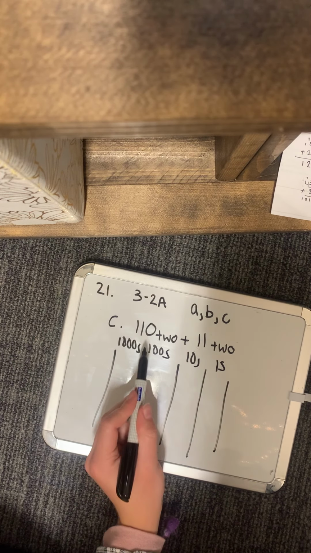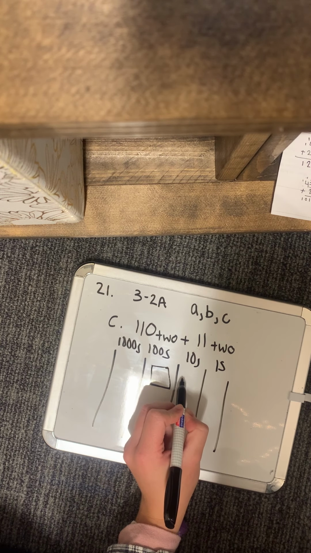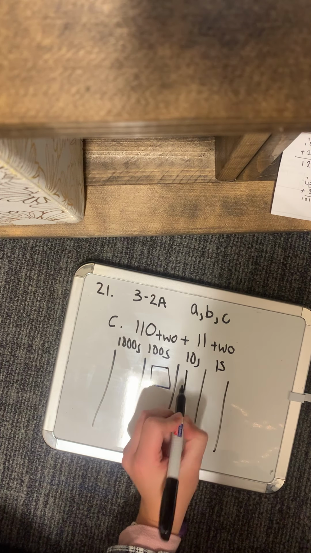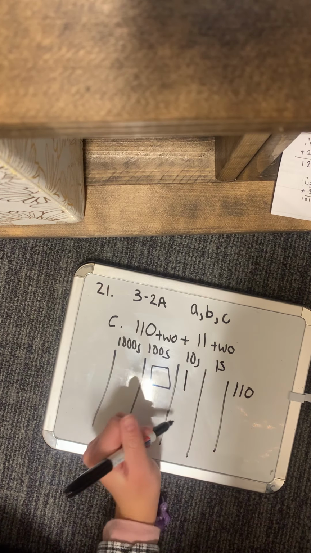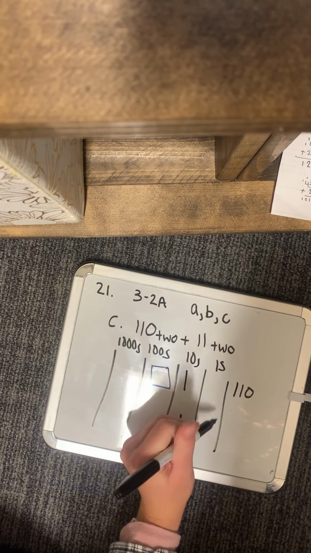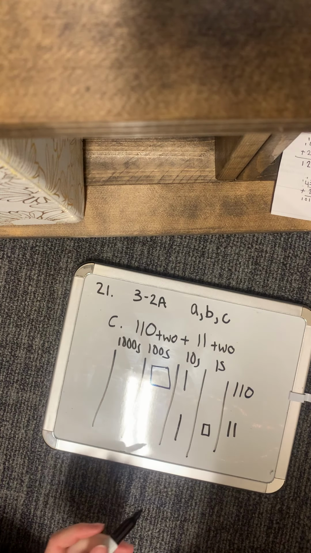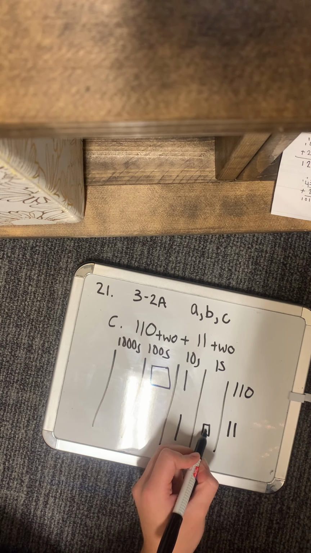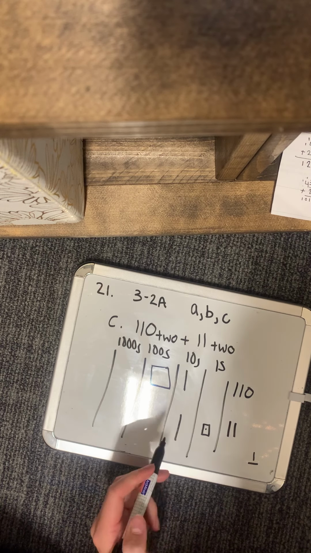And we're going to start with 110. I have 1, 100, and 110. So this is 110. And for 11, I have 10 and 1. So we're going to add these up looking for bundles of 2. Over here, I just have 1. So I'm going to put 1 in the ones.